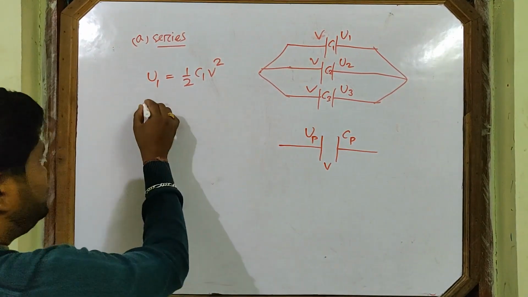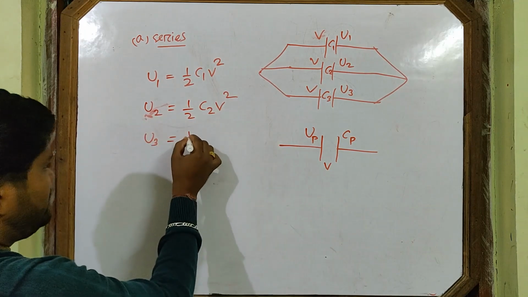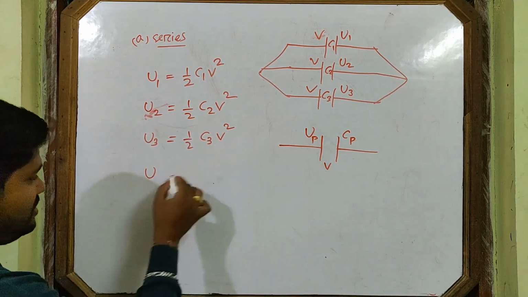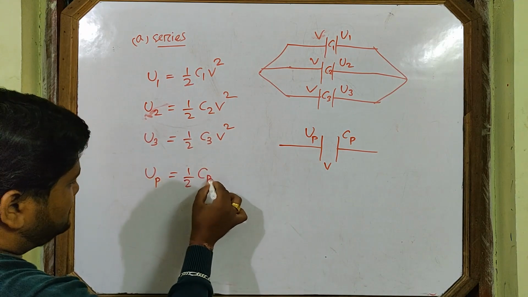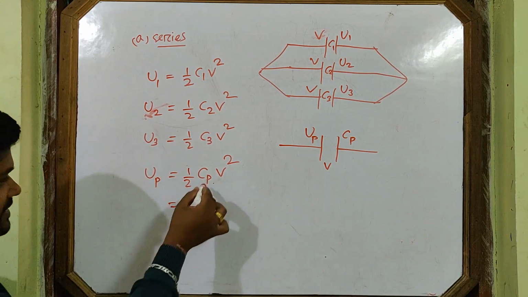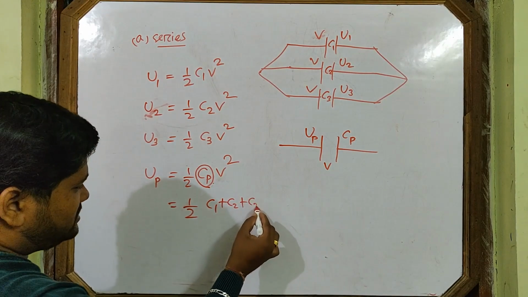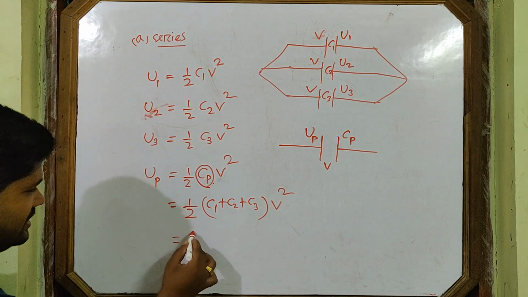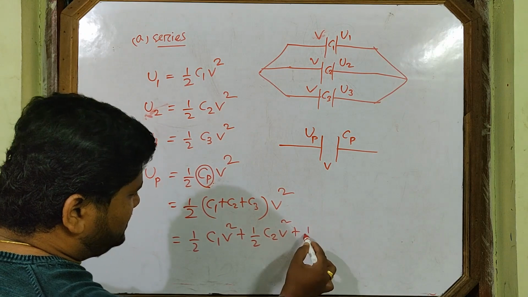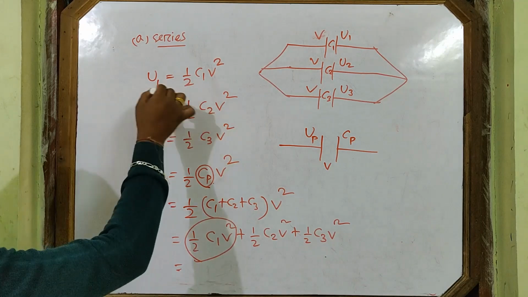Then U2 is half C2 V square, then U3 is half C3 V square. Then for the combination, UP is half CP V square. Now see here, this is the effective capacitance in parallel, so half into C1 plus C2 plus C3 into V square. So it is coming half C1 V square, half C2 V square, half C3 V square. What is this? You see, this is U1.